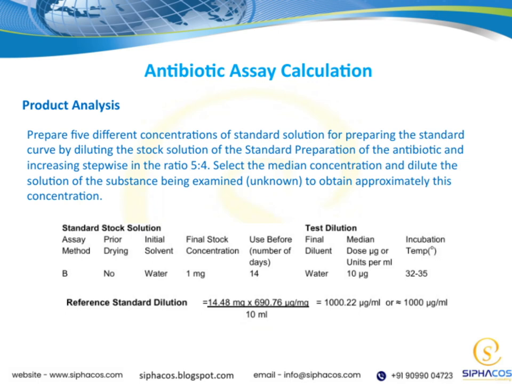The median concentration among these 5 standards is particularly important because it serves as the reference point for our analysis. Once we've identified that median concentration, we then dilute the solution of the substance we're examining, which is the unknown sample, to match this concentration as closely as possible. This method ensures that our measurements are within the most sensitive and accurate range of our assay.